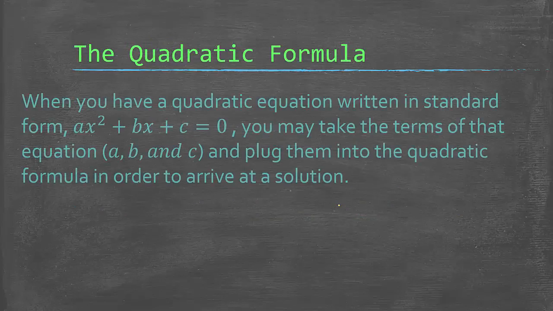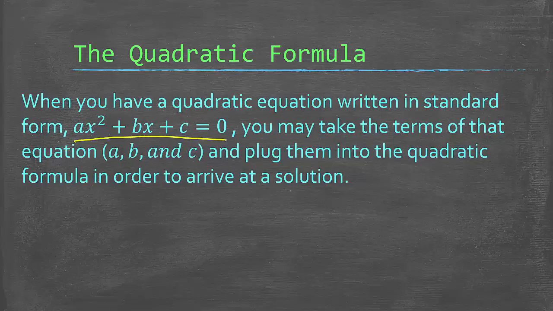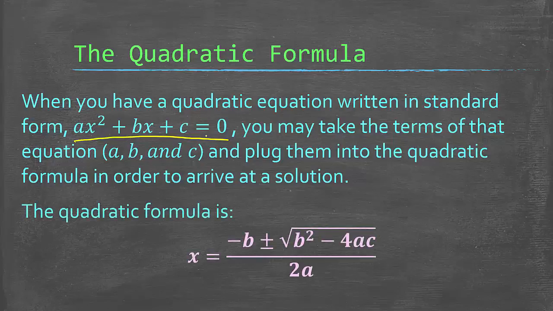So, quadratic formula. When you have a quadratic equation written in standard form, which is ax squared plus bx plus c equals 0, you can take the terms of that equation, the a, b, and c, and plug them into the quadratic formula in order to arrive at a solution. So here's the quadratic formula. X equals the opposite of b plus or minus the square root of b squared minus 4 times a times c, all over 2a.